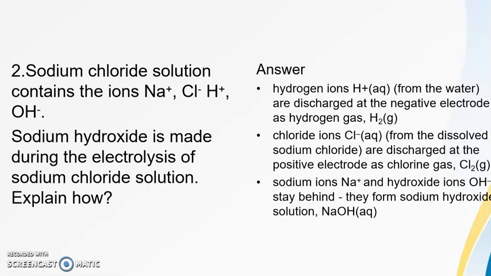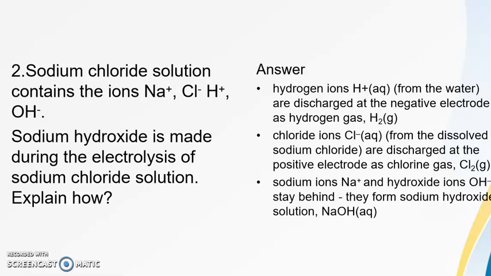Sample question number 2. Sodium chloride solution contains the ions sodium, chloride, hydrogen and hydroxide. Sodium hydroxide is made during the electrolysis of sodium chloride solution. Explain how. As we have seen earlier, the hydrogen ions are discharged at the negative electrode as hydrogen gas and they are collected separately. The chloride ions are discharged at the positive electrode and they are collected separately. The sodium ions and hydroxide ions stay behind. They react to form sodium hydroxide solution.